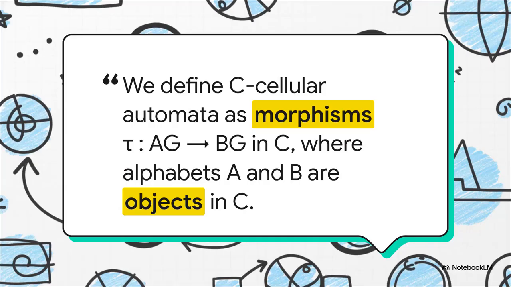And here's their answer. Now, I know this probably looks like some scary, complex math, but for a second, just try to see it as a sentence written in this new language. All it's really saying is, a cellular automaton, that's tau, is just a special relationship, a morphism, that transforms one entire grid configuration, A^G, into another one, B^G, all happening inside some mathematical universe C. It's an incredibly powerful and elegant statement that changes the whole game.